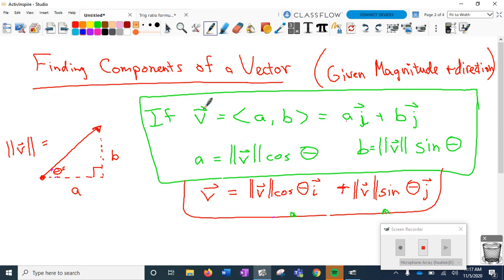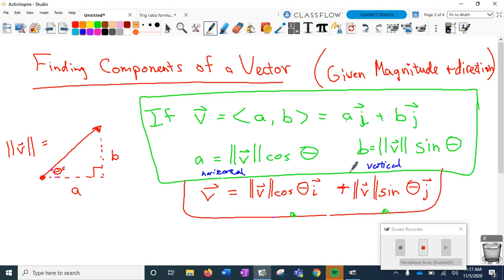If we have a vector where we want the components, or we want to write it as a linear combination, the horizontal component is going to be the magnitude times cosine of the angle, and the vertical component is going to be magnitude times sine of the angle. Again, this is for the horizontal component, and this is for the vertical component.